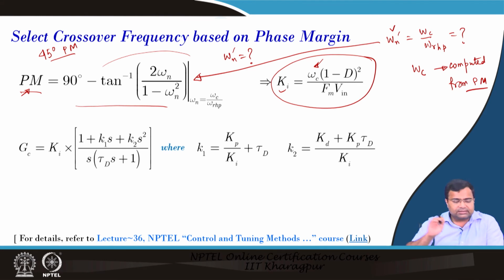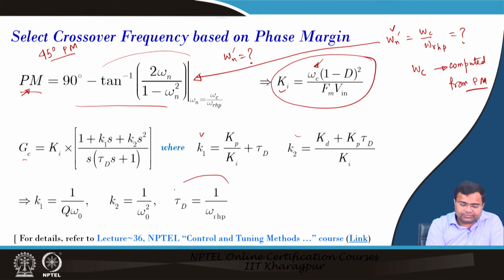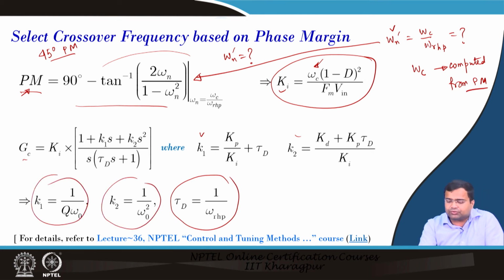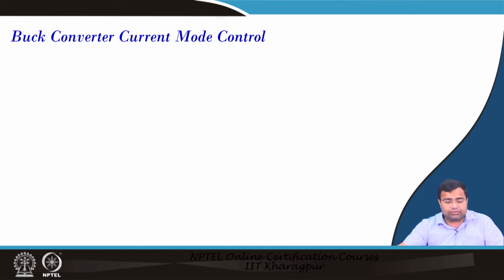Then in the controller we already know K1, K2 you can find out, and tau d was coming from the right half plane 0. These are all known, and you also know the Ki. So you know all the parameters, and that way you can design.